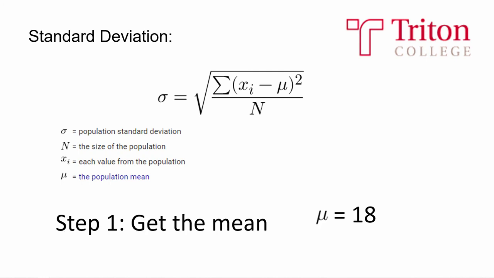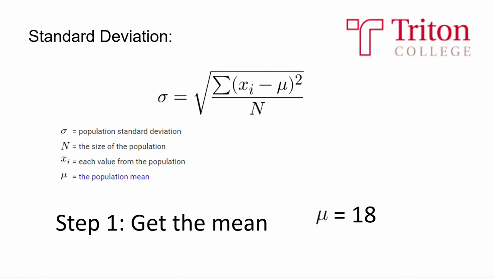What we do is, the first thing we do is we get the mean. Now the mean, I'm assuming you know how to do, so I'm not going to cover that here. So the mean is 18. Now remember the mean is mu, depending on the accent. Mu equals 18.